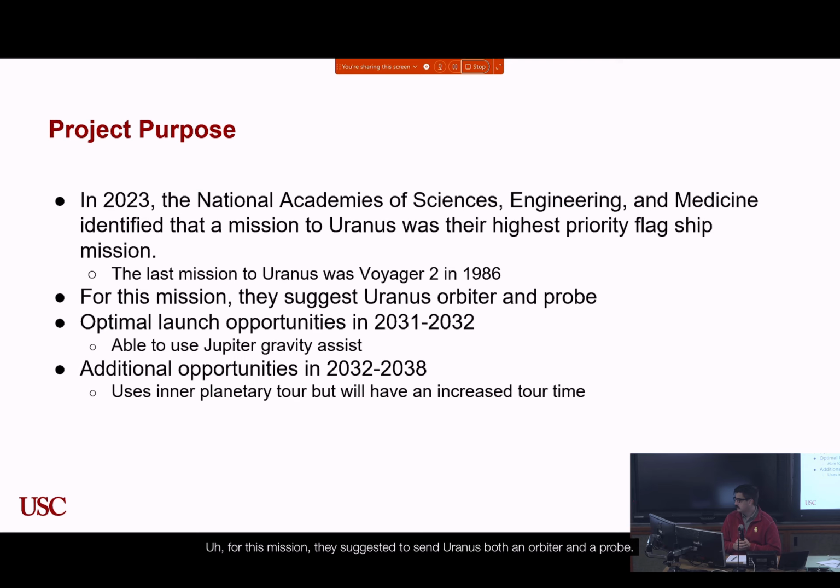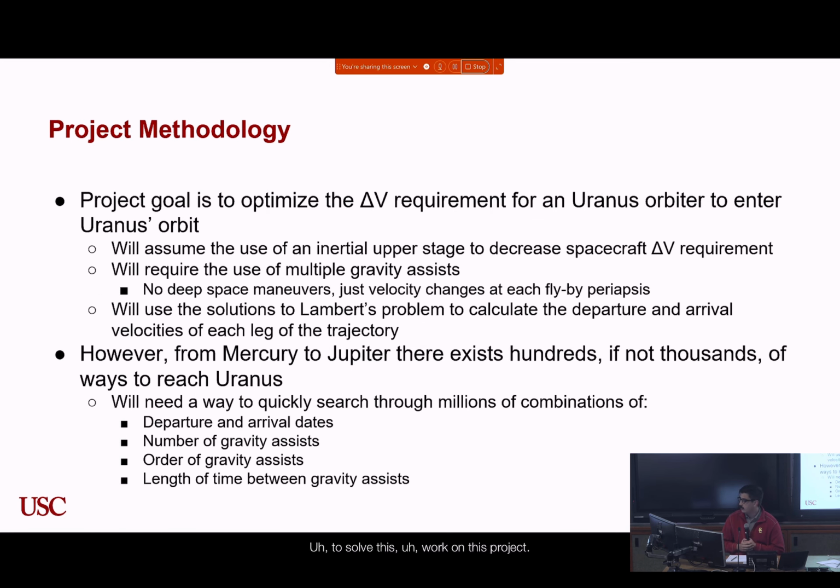For this mission, they suggested to send to Uranus both an orbiter and a probe, with optimal launch times in 2031 and 2032, and then less ideal opportunities in 2032 to 2038, due to opportunities with Jupiter in 2031 and 2032, and then uses of the inner planets in the remainder of the window. To work on this project, my goal is to optimize the delta V requirement of the Uranus orbiter to enter Uranus's orbit from Earth deployment.